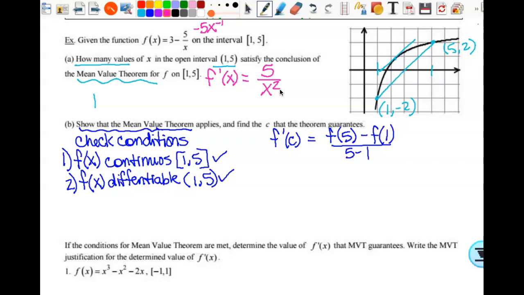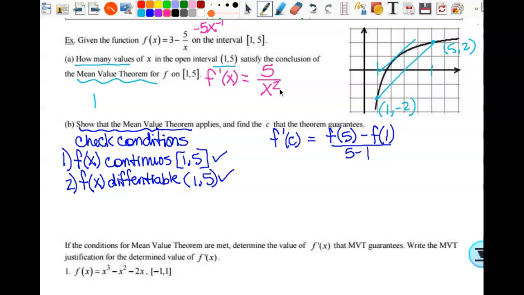So then, let me ask you this. If I gave you the interval from, instead of from 1 to 5, let's say we were going from negative 1 to 5. We don't even have the graph. We don't know what it looks like. Is this differentiable on the interval from negative 1 to 5? No, because if I substitute in 0, I'd get undefined, right? Make sense? Okay. That's not what we're asking. We're doing 1 to 5, so we're fine.